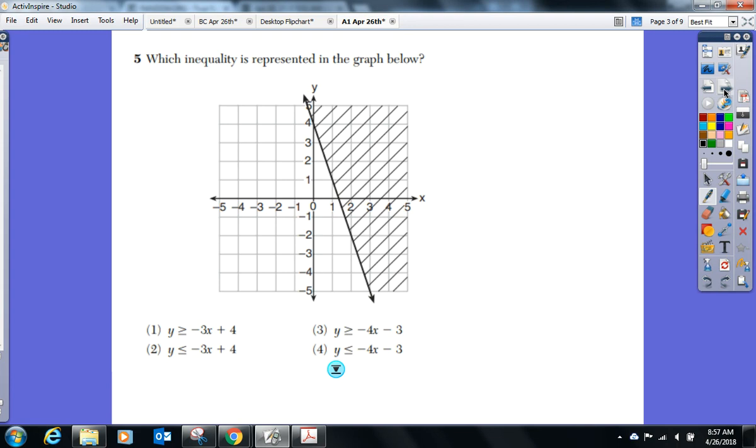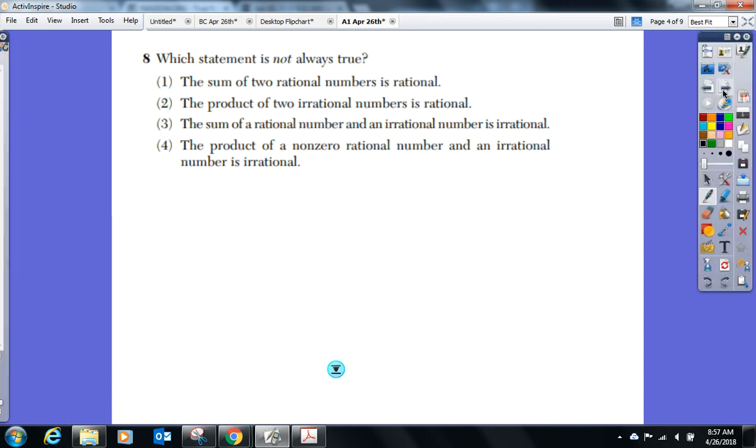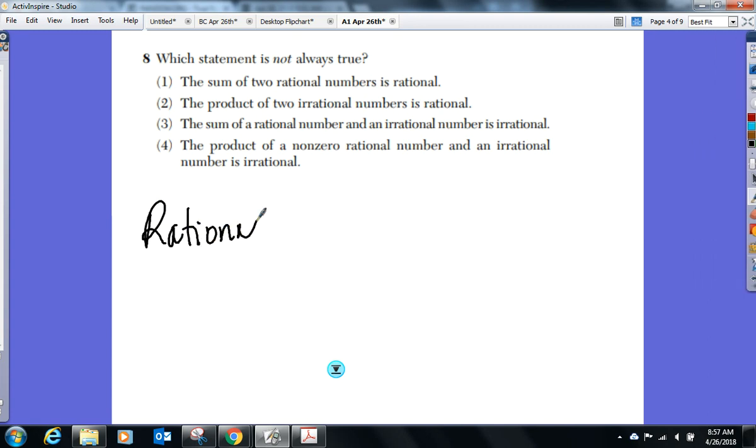What does he have on store next? 8. Before we answer this question, because I don't even know if you guys even sniff this, rational and irrational. Anybody want to give me an example of an irrational number?